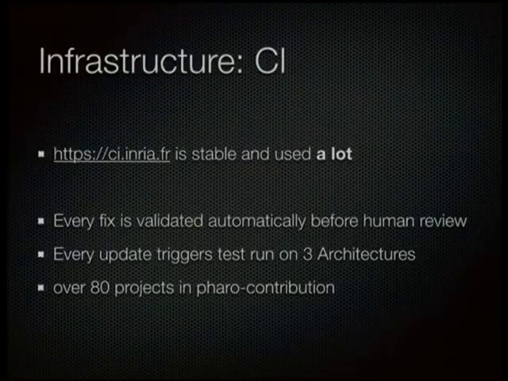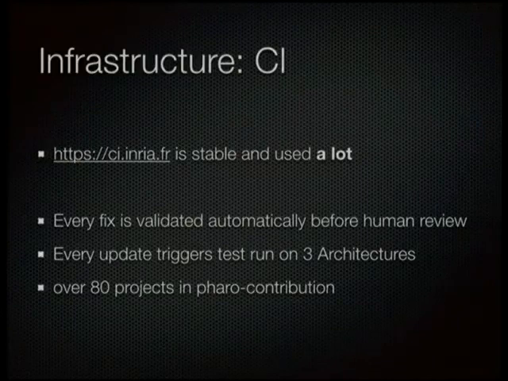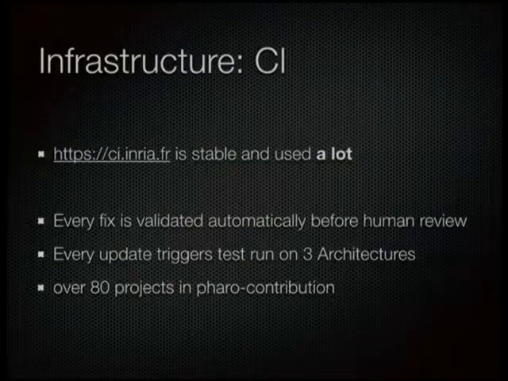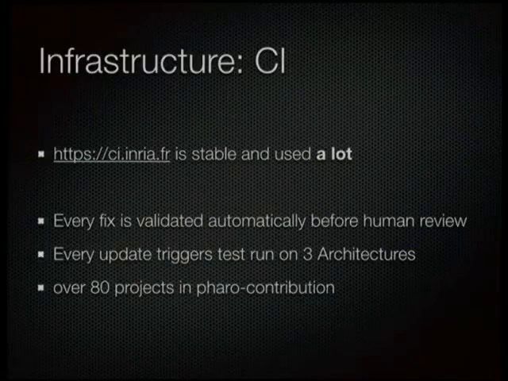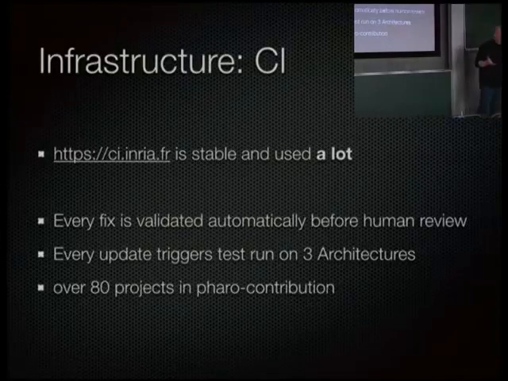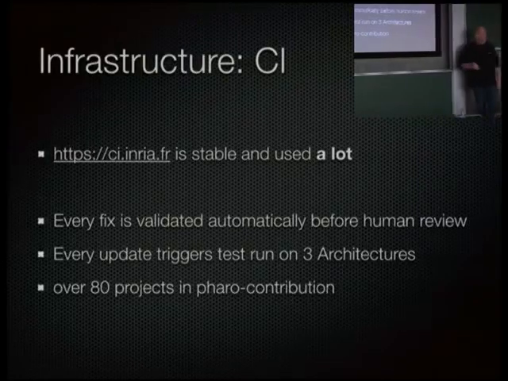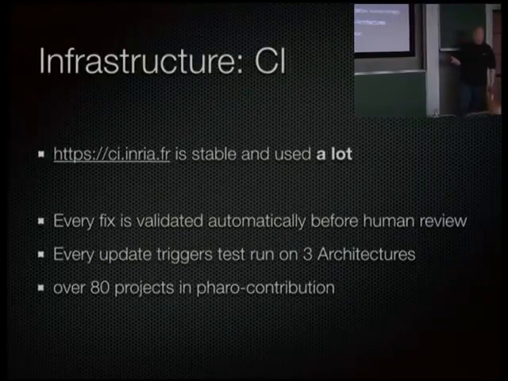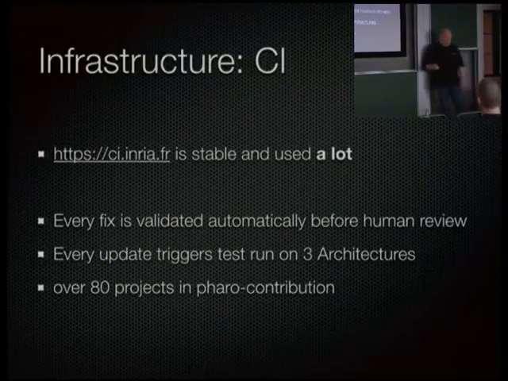One of the reasons why we were able to move so much faster than in the past is that we now have a working continuous integration infrastructure. This is provided by INRIA, which is a French government research lab for computer science. They have a central continuous integration infrastructure built on Jenkins, and we can use that to build up our infrastructure, and we use that extremely a lot.